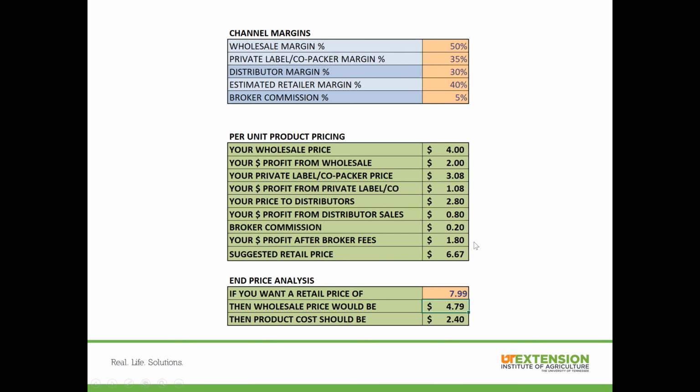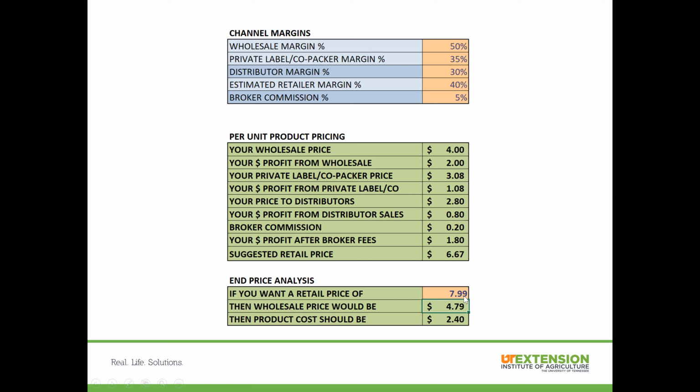Okay. And then if we wanted to have a retailer margin of 40%, our suggested retail price would be $6.67. So we want to think in terms of, are these margins reasonable? What would a retailer expect? If I'm wholesaling the package of cookies for $4 to a retailer who's expecting a 40% margin, then they're going to have to charge $6.67 to accomplish their margin of 40%.